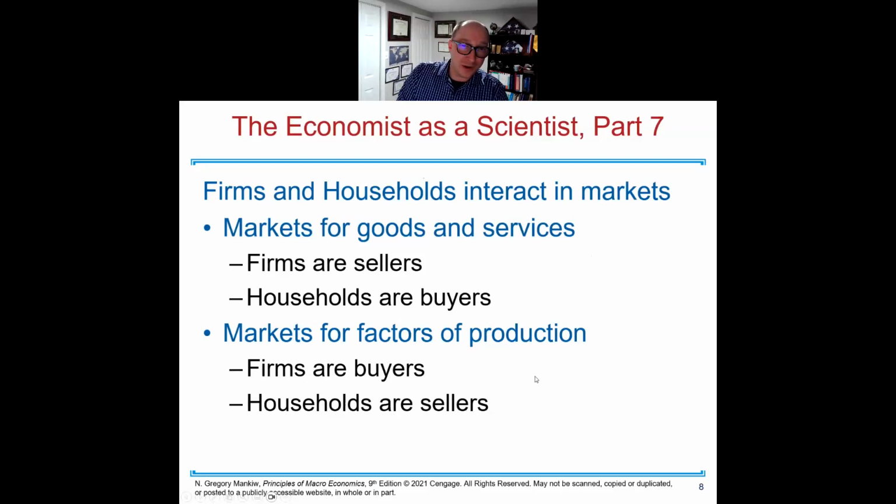The markets for goods and services are based off of the firms selling the goods and services and the households buying those goods and services. Okay? When it comes to the production side of those goods and services, the companies are the buyers. What we mean by that is the people that live in the households work for the company. The company produces the goods and services. So the input here is the labor from the household. You see what I'm saying?